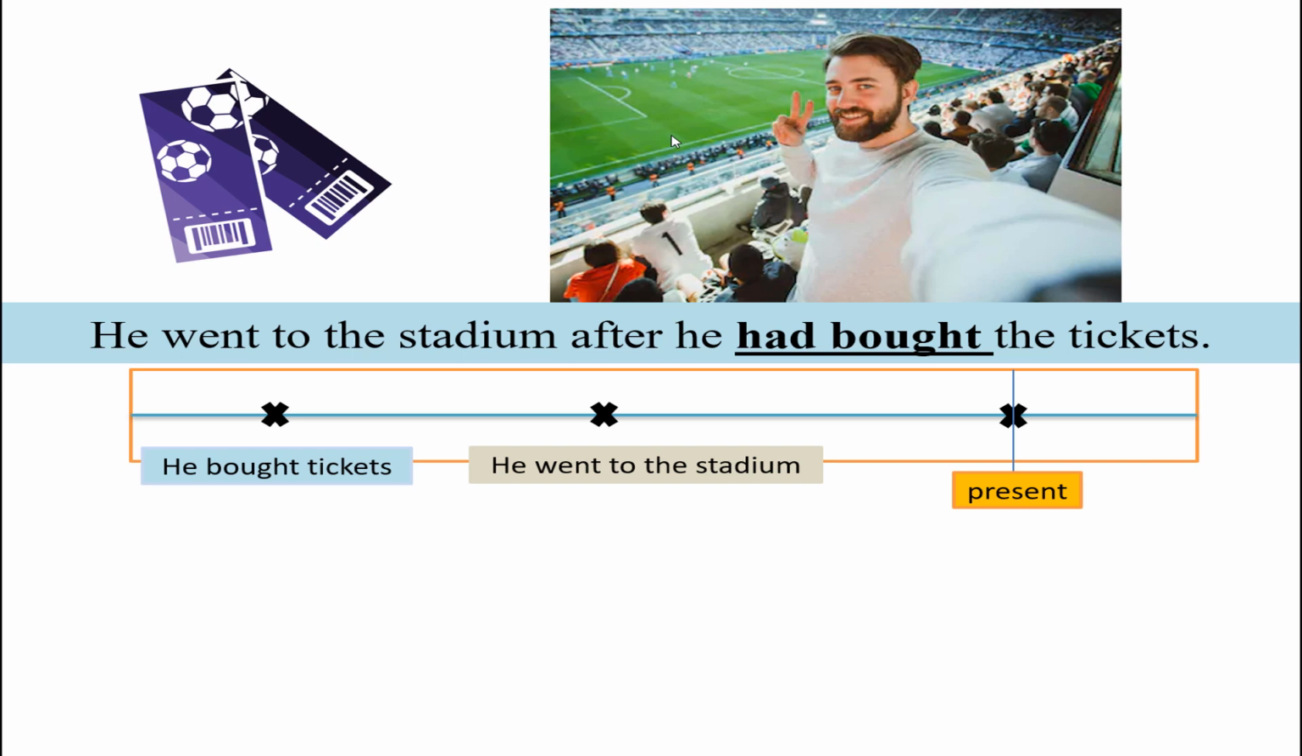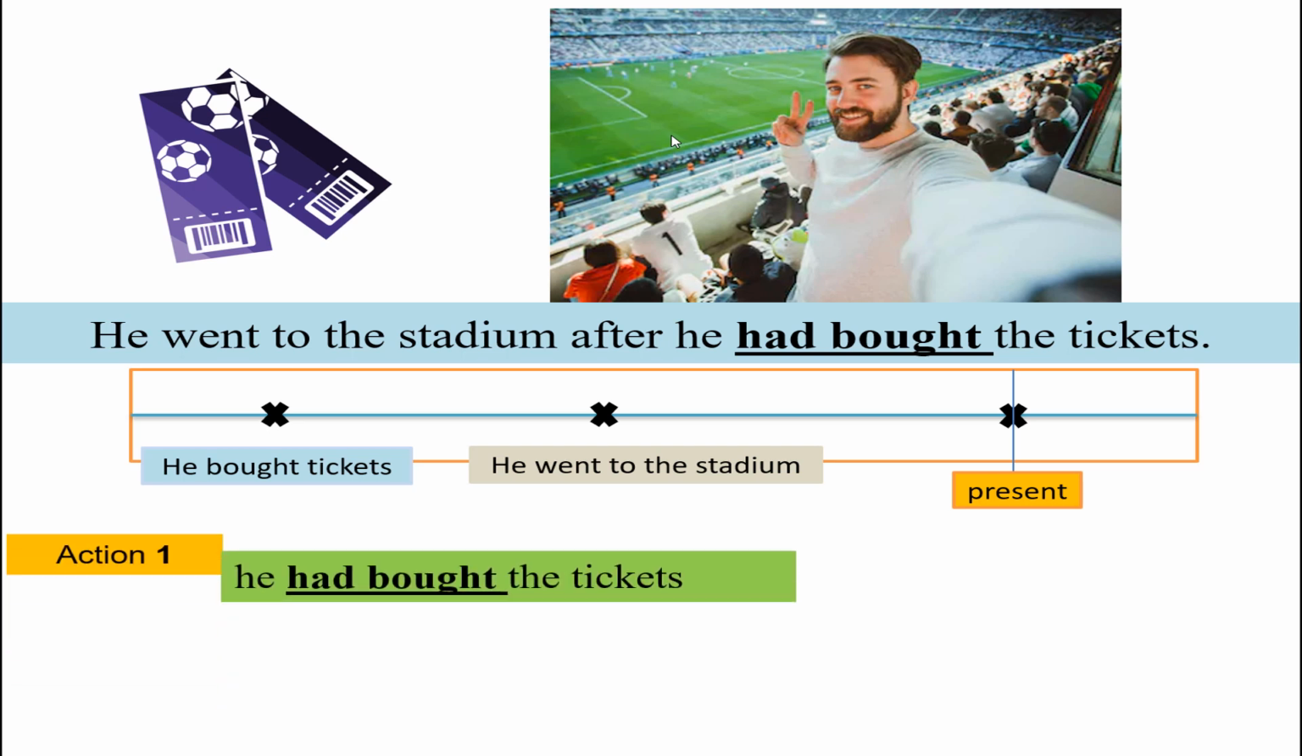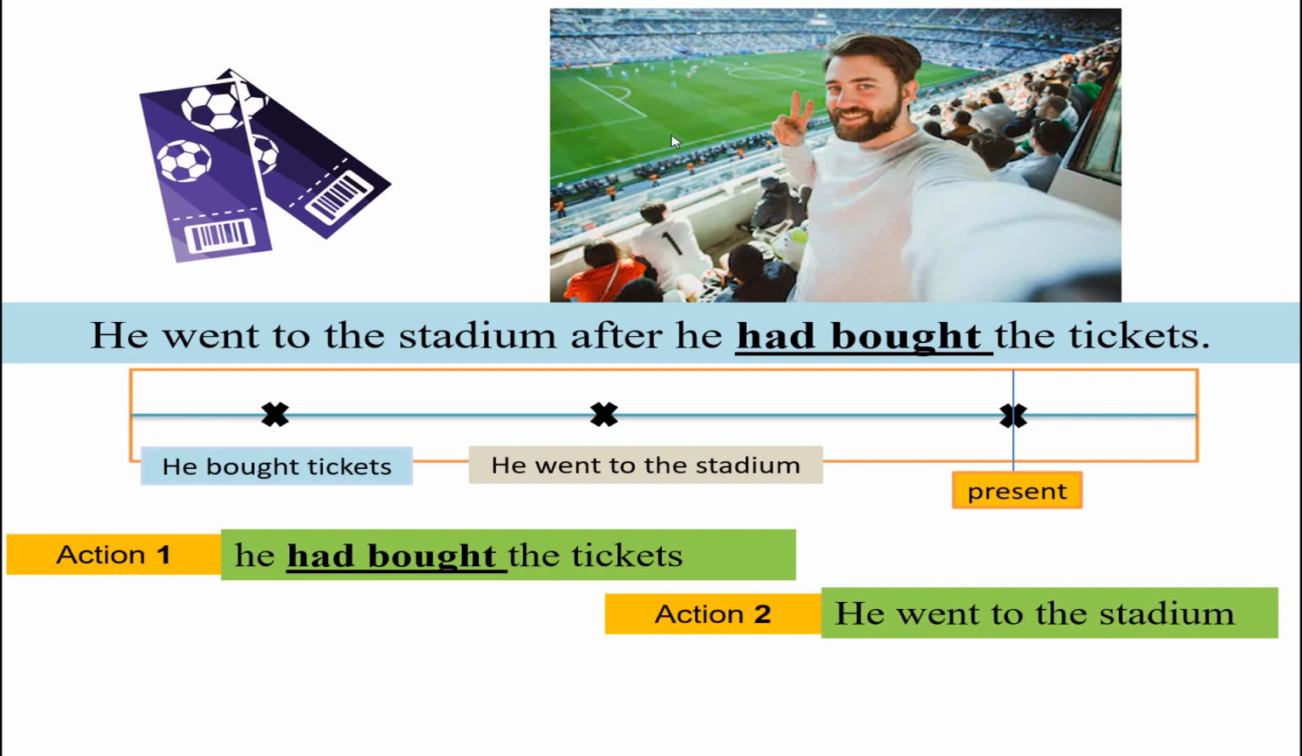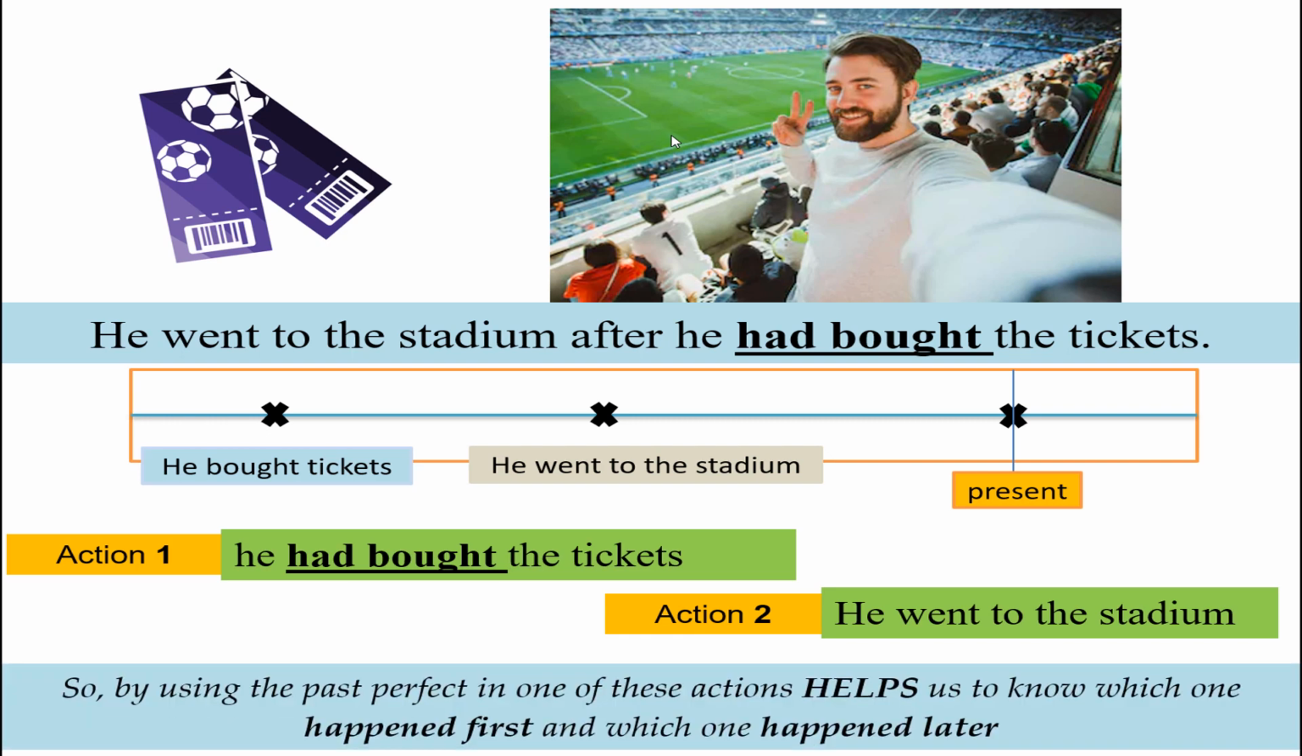In your opinion, which action happened first? Is it buying tickets or going to the stadium? Of course, buying tickets. So action 1, he had bought the tickets. Then action 2, he went to the stadium. So we can say, by using the past perfect, it helps us to know which one happened first and which one happened later. Past perfect simply is talking about two actions. One happened before another one in the past. That's why we said it is the past of the past.